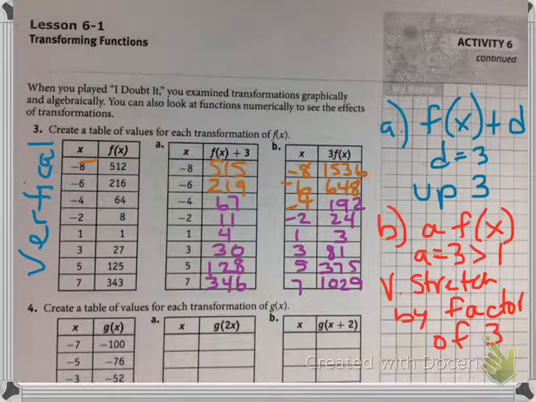Okay, so here are the answers to question number 3. If you made any mistakes, go ahead and change them, but you'll notice that the answers just mimic what we did initially in the tables. So let's go ahead and move on to question number 4.